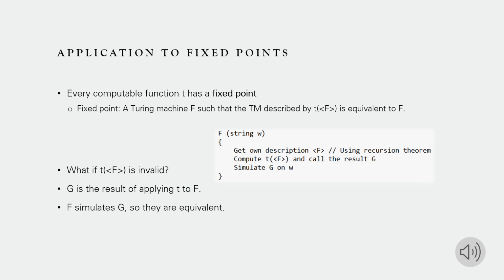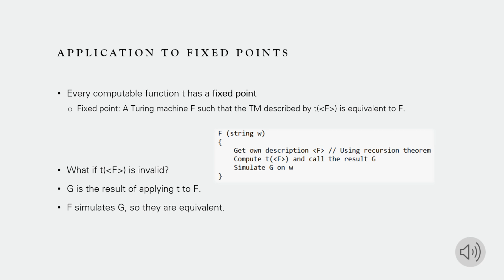Finally, the recursion theorem can be used to show that every computable function T has a fixed point, where a fixed point is a Turing machine F, such that the Turing machine described by T of F is equivalent to F. So F just is a Turing machine, and when you apply T to its description, you get the description of another Turing machine. And regardless of what T is, regardless of what T does, the output of T on that Turing machine is another Turing machine that has the same behavior as the input.